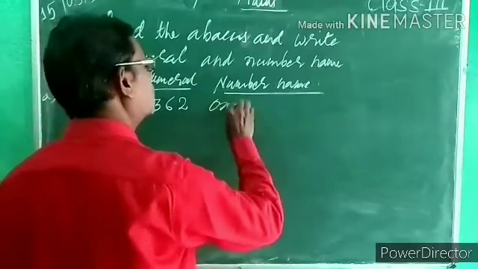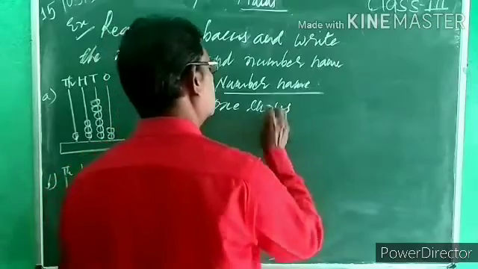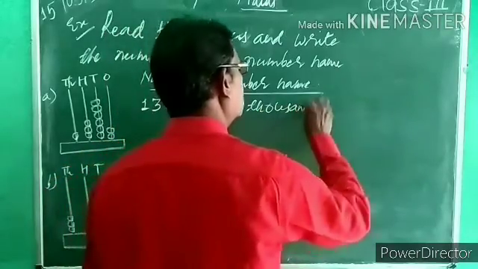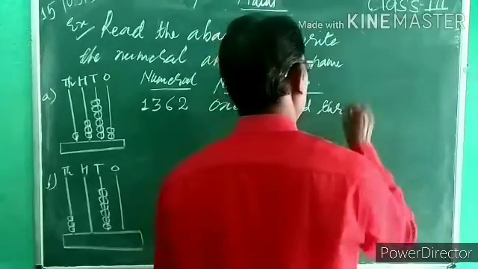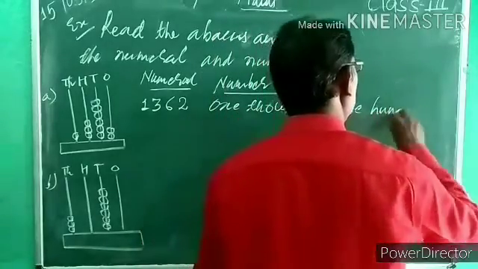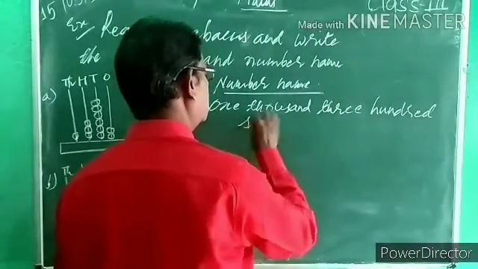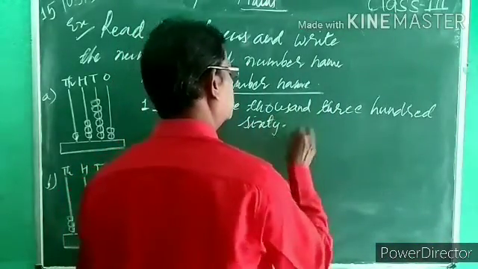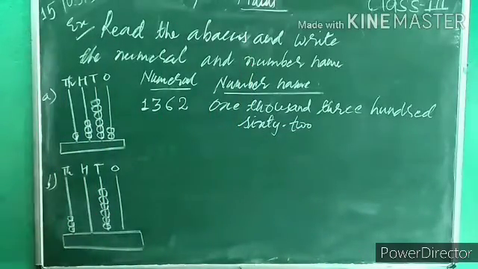That you have to write in spelling, as a number name. 1000, 300, 362. Understood? Now next, in the same way, next diagram.